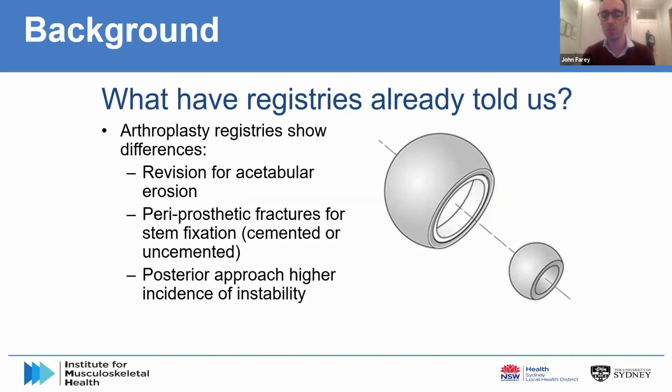They show that there is probably a difference in revision for acetabular erosion. We know that from the Swedish registry, but they don't detect a difference in overall revision rates. It's well established now that for periprosthetic fractures, a major risk factor is using an uncemented stem. And it was identified earlier on in some of the Nordic registries that a posterior approach led to a higher incidence of instability.